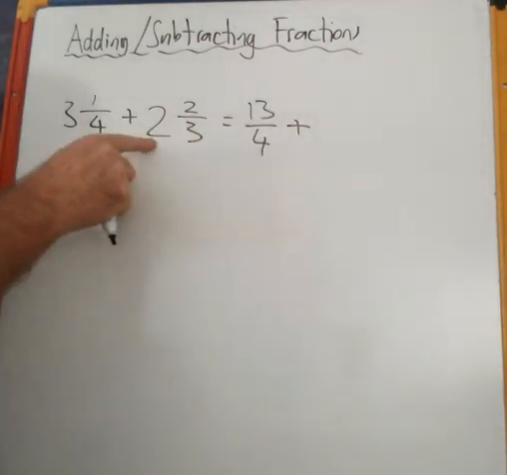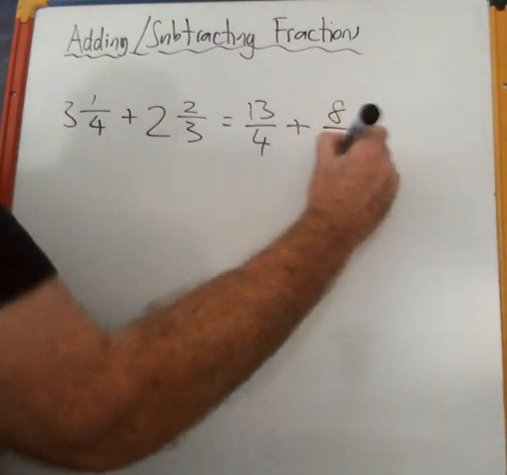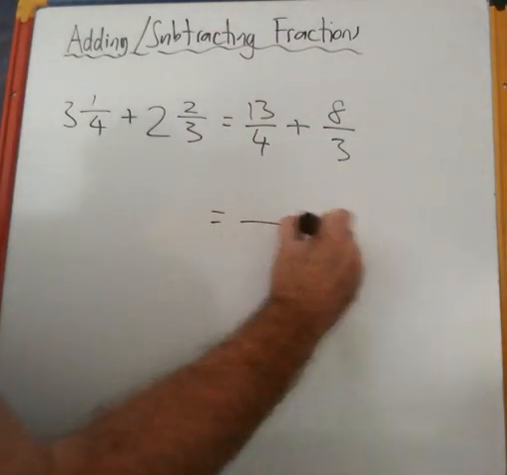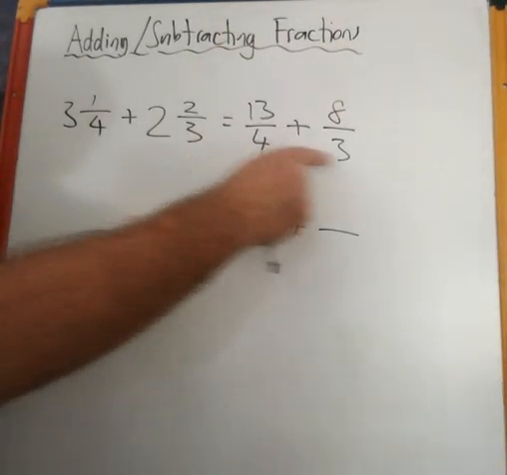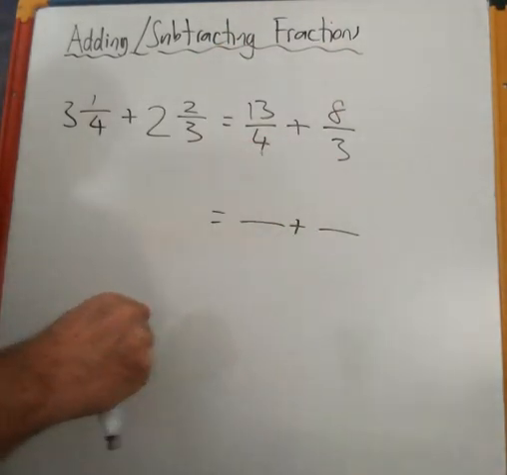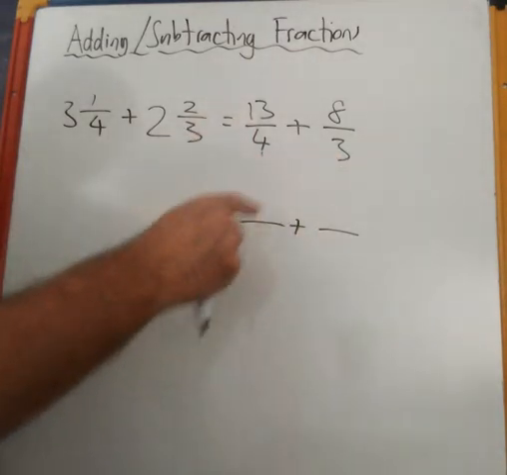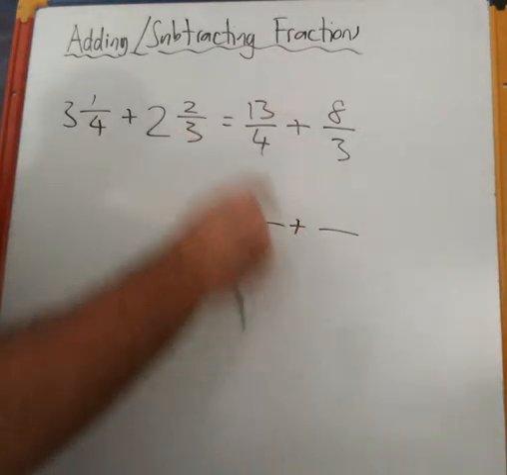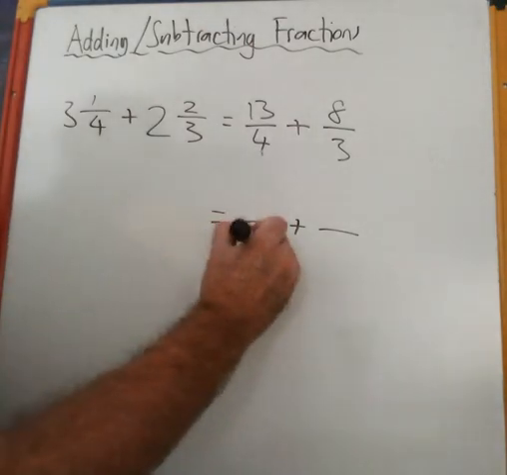3 times 2 is 6, add 2 is 8 thirds. So we have different denominators. Does the small number go into the big number? No, it doesn't. So we're going to have to think of the smallest number that both 3 and 4 go into. It's just about knowing your times tables. So that number would be 12.